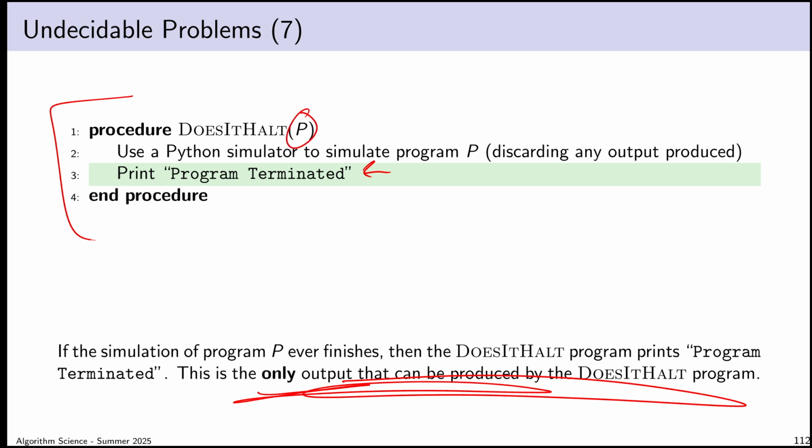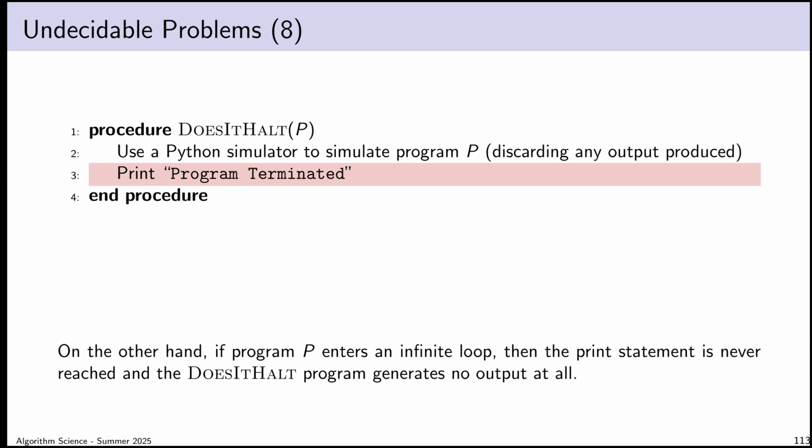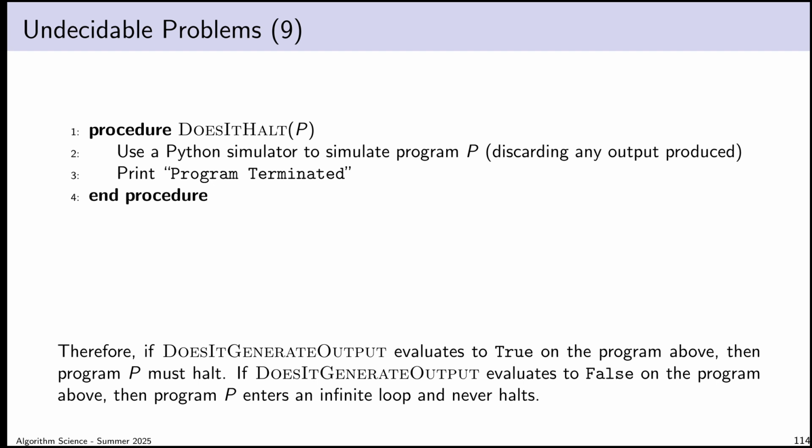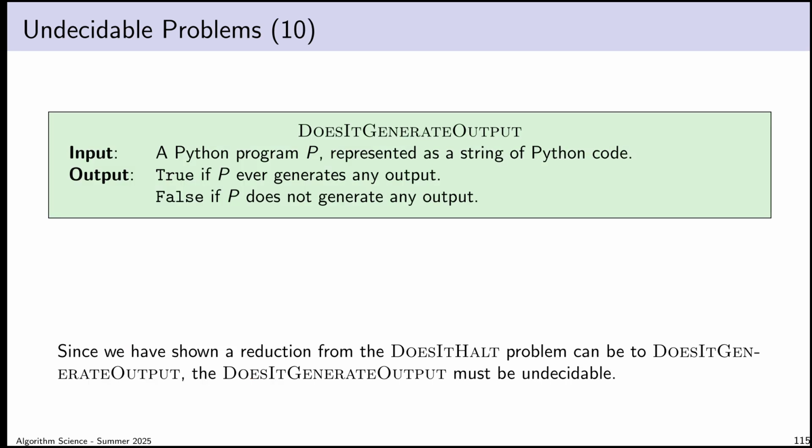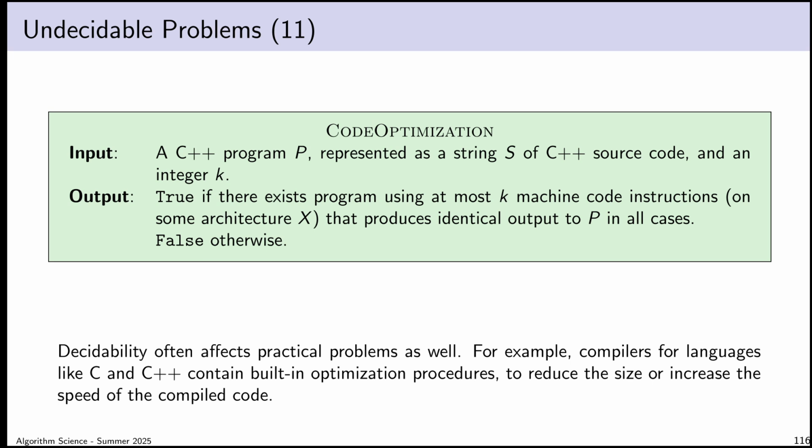Which means if I have a way of solving the does-it-generate-output problem, I actually have a way of solving the halting problem. Because if this program generates output, then P halts. If this program does not generate output, then P does not halt. And so I have found a way of reducing the does-it-halt problem to does-it-generate-output. Of course, that means there cannot be an algorithm for this. So the does-it-generate-output problem must be undecidable.